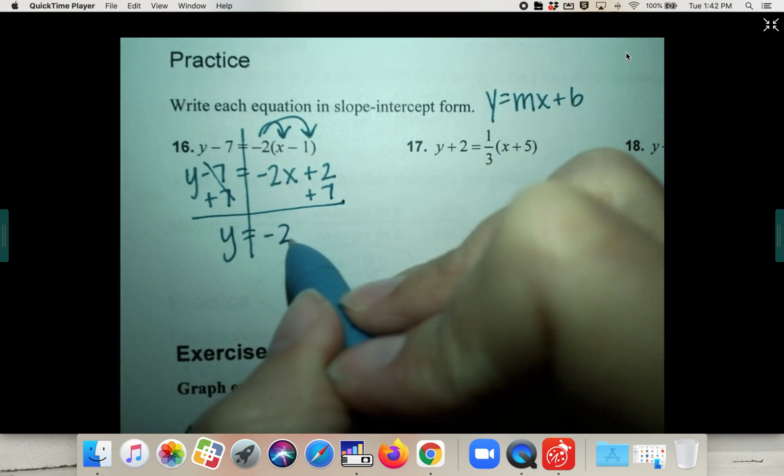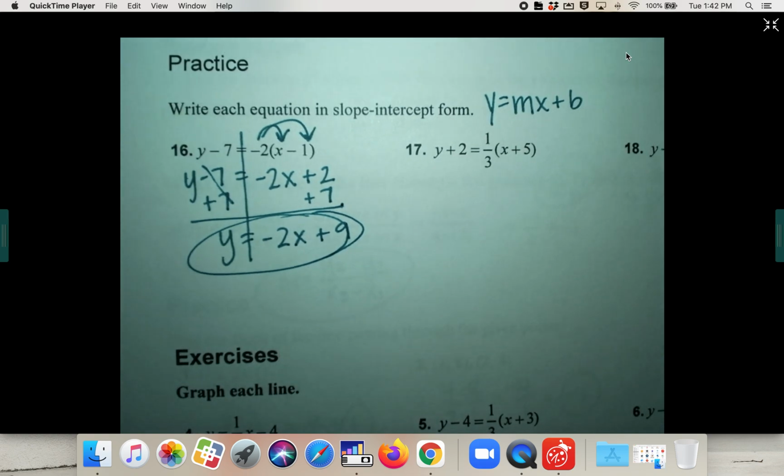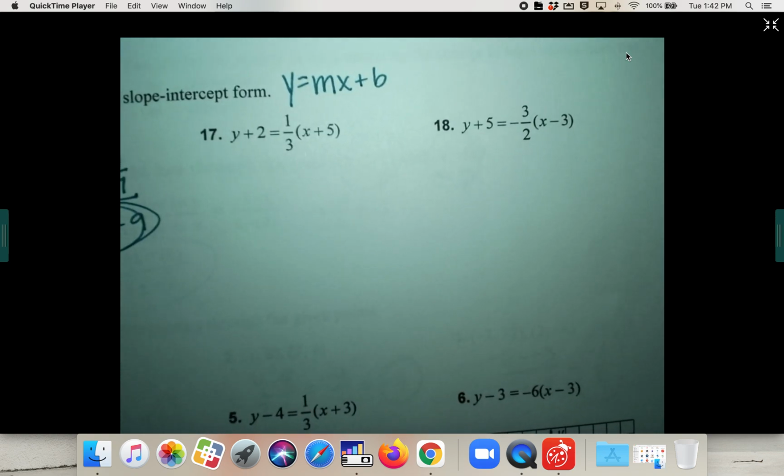So y equals -2x plus 9. Oops. All right, try the next two on your own. Pause the video and then come back here and double check it.